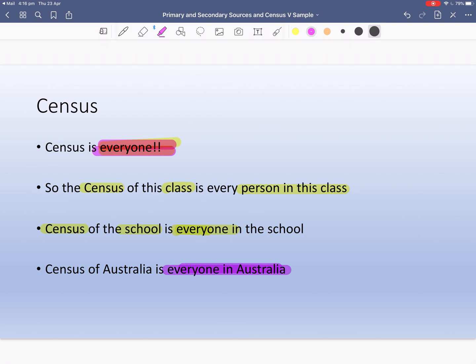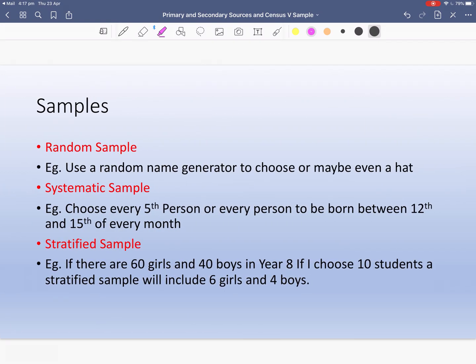So census is everyone. And it's really important, and there's a reason why they don't do it every year, and it's because it's really difficult to chase up everybody every year, and it's a lot of money and a lot of information out there. Okay, next one, sample. All right, now a sample is just a portion of the population. Population is the same as census, it's everyone.